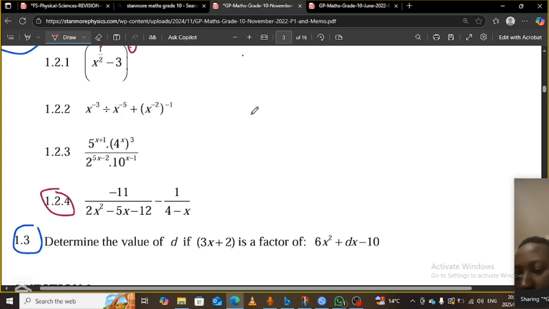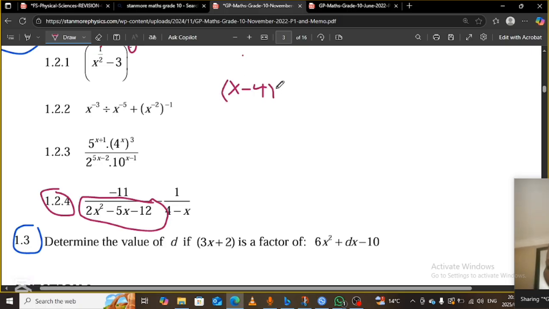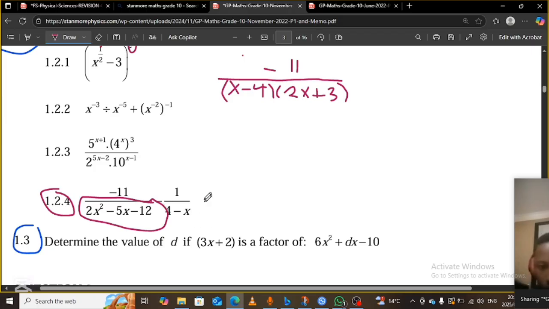Okay, you factorized this one. Your factorization was correct for here. For this one, your factorization was x minus 4 and the other one was 2x plus 3. This one times this one is 8. It's 3 minus 8, which is 5, which is correct. And then negative 11.